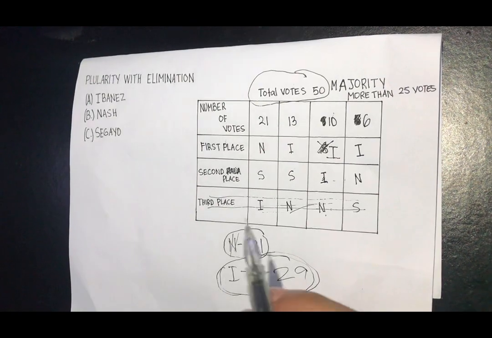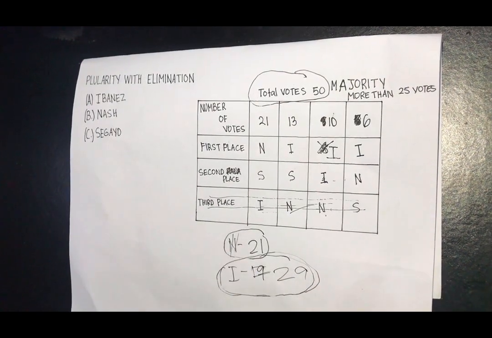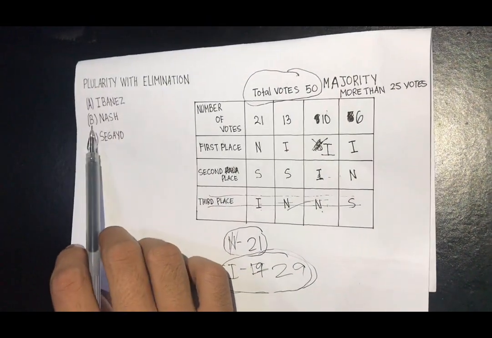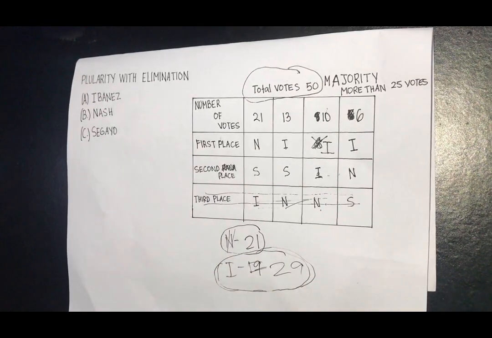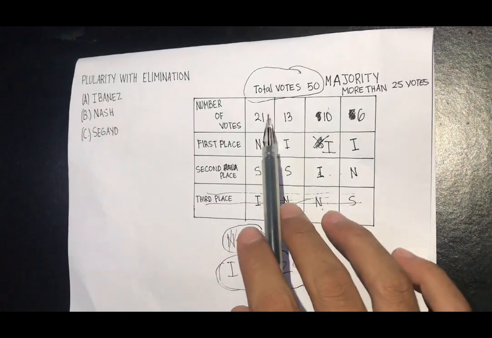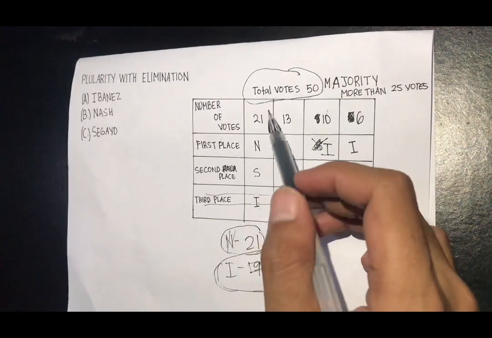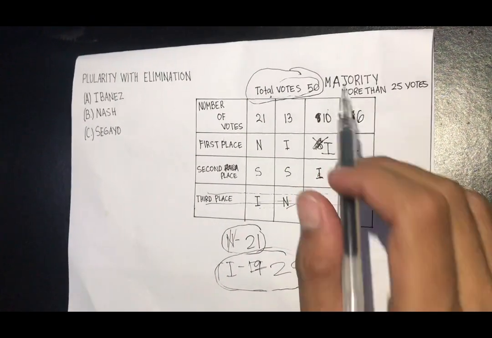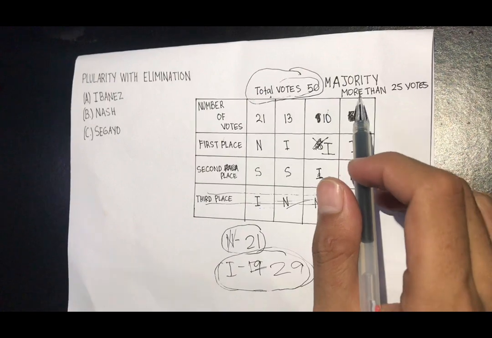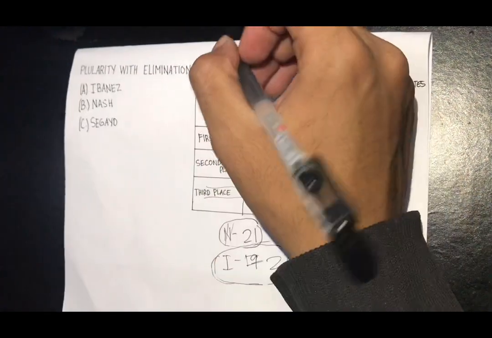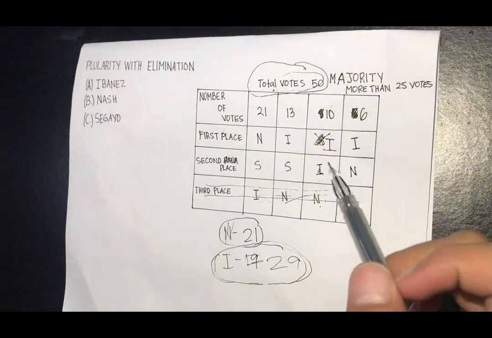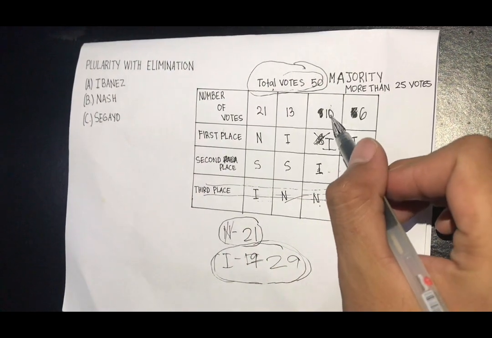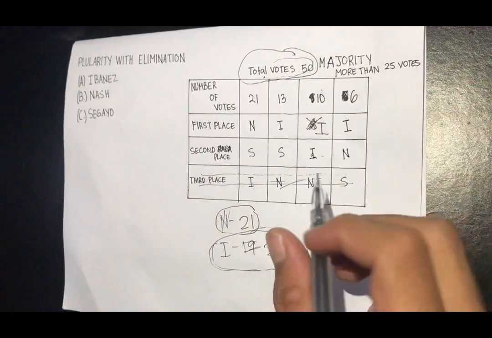So this is my example of the plurality method with elimination, or with rank. Same example: A is for Ibanez, B is for Nash, C is for Sagayo. We count all the voters here, which is a total of 50 votes. So we need to get the majority, or more than 25 votes, to win. What we will do is eliminate the one with the lowest votes, which is Sagayo.